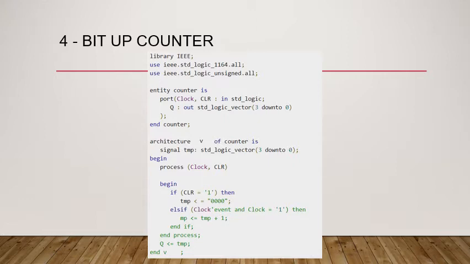So let us understand what an up counter is. Suppose we have a 4-bit up counter. It will start counting from 0000, which in decimal is 0. Then the next state would be 1, the next state would be 2. So it will be rising. That is why the name up counter.